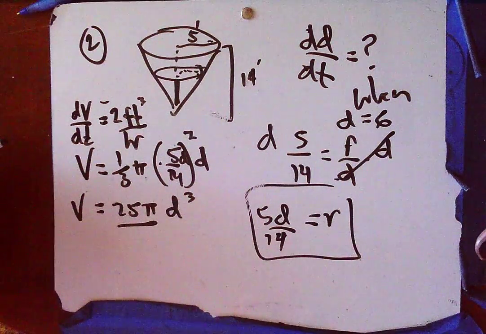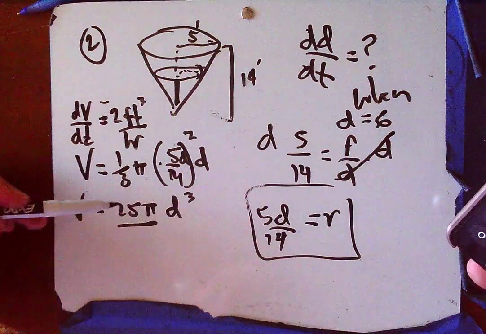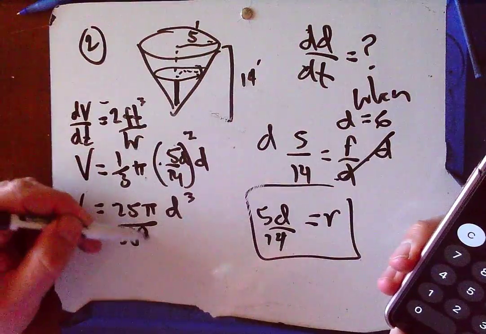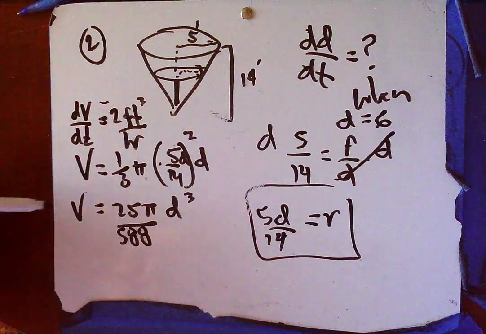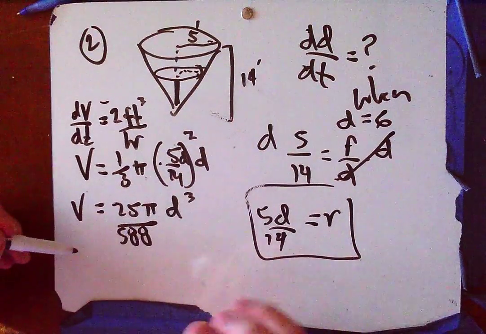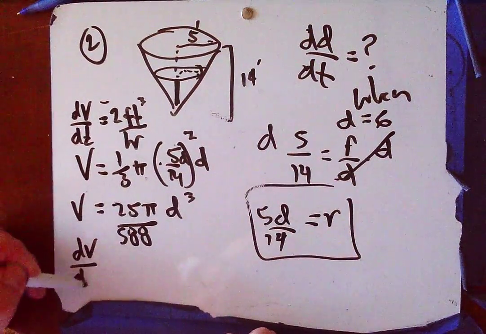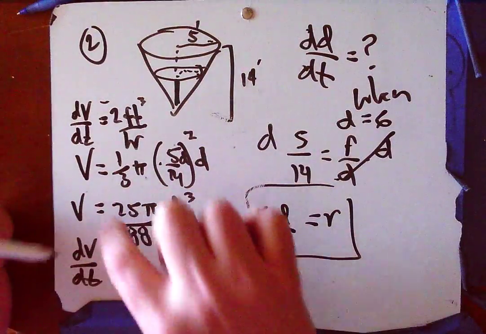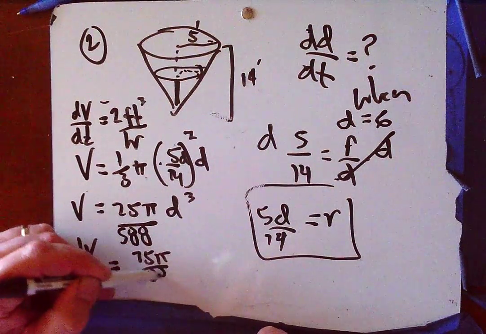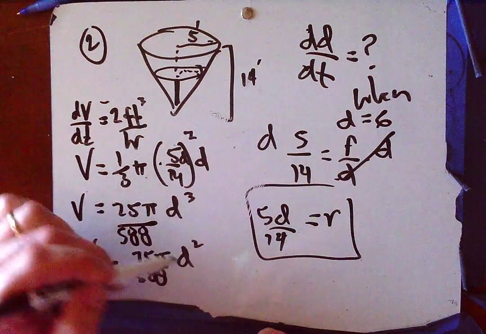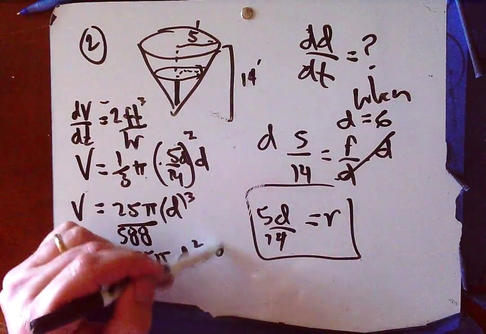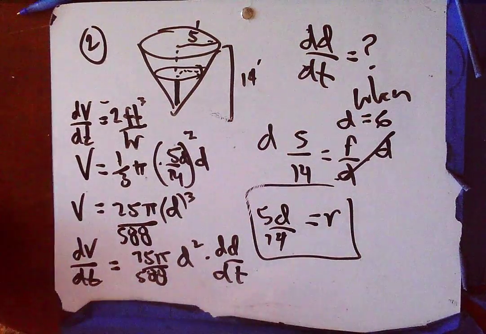14 times 14 times 2. And I'm looking at 588. Okay, so there's my volume formula in terms of one variable. To take the derivative with respect to time on both sides, I'm going to bring down that 3. 75 pi over 588 d squared. Don't forget to come back and take the derivative of that inside d with respect to time.